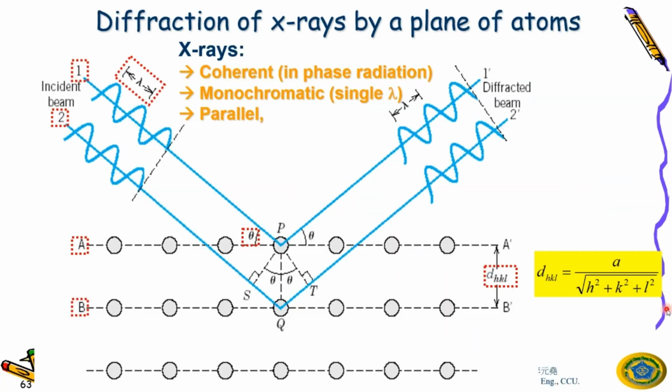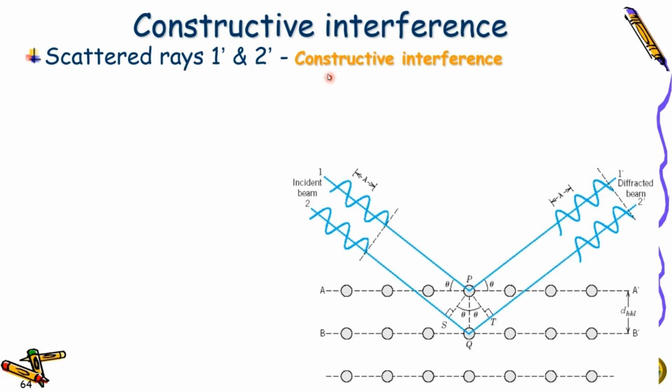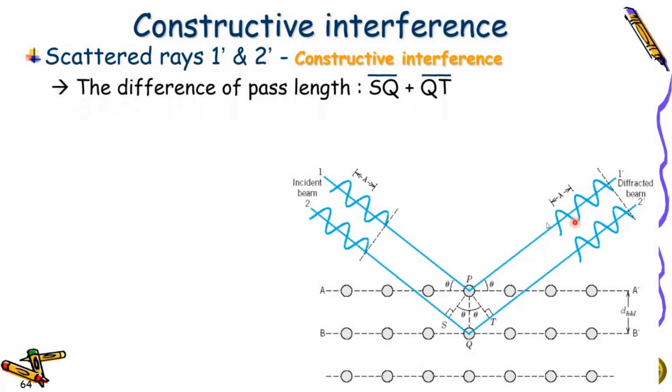And then what's interesting is that constructive interference tells you what? It tells you that for the scattered X-rays 1 and 2, if this is constructive interference, the intensity of the beam coming out will be double. That means we can see it, right? If it's destructive, we see nothing, so we cannot record. So the difference of the path length, if this is constructive interference, is the length of these two paths, this one plus this one, right? If you have a parallel beam here, the difference of the path for these two beams will only be the distance SQ plus QT, right? SQ plus QT.